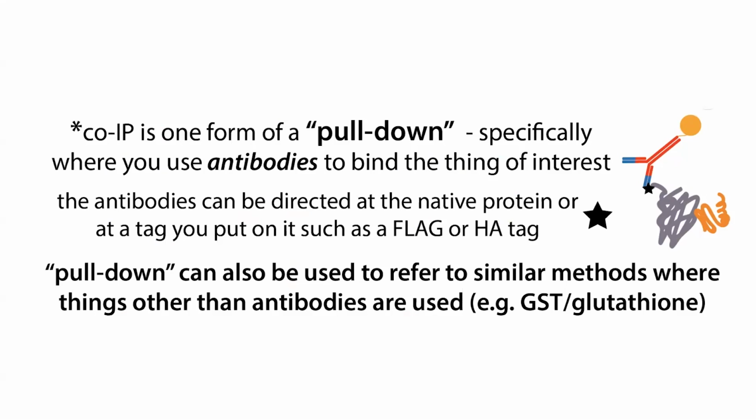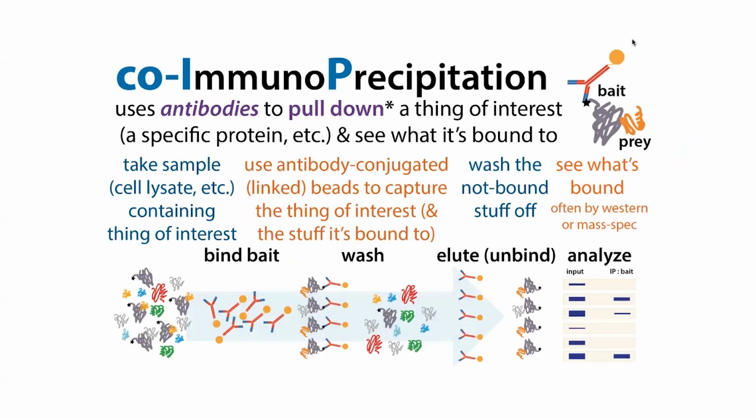And so this is where we get the co-IP and the IP. If you were just doing an IP, just an immunoprecipitation, you'd be focused on that initial protein that you're trying to capture, the one that the antibody is actually primarily bound to. But in the case of a co-IP, what you really care about is the prey. You care about the other proteins, the other molecules that are coming along with that initial thing that you captured. And so a co-IP is a pull down where you're using antibodies to do that capture.